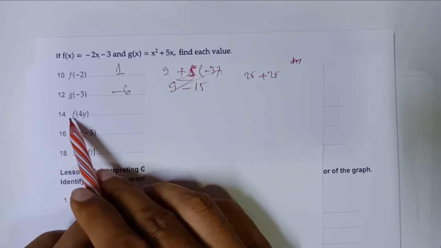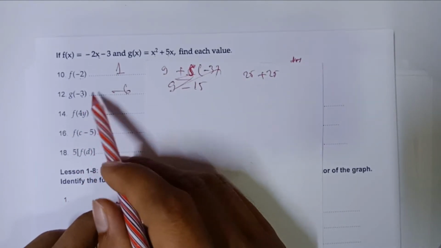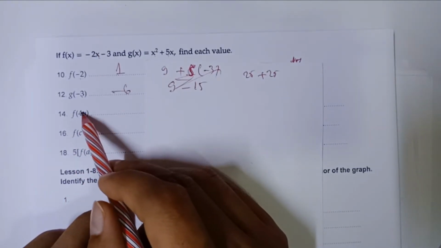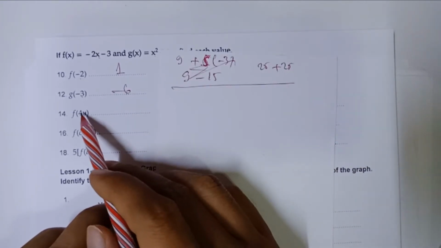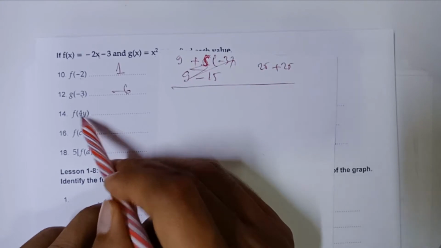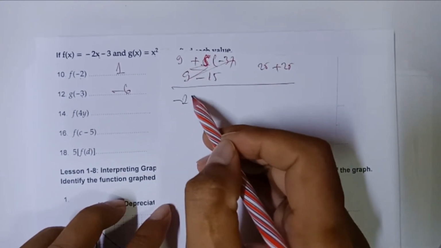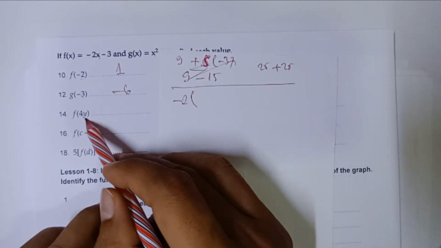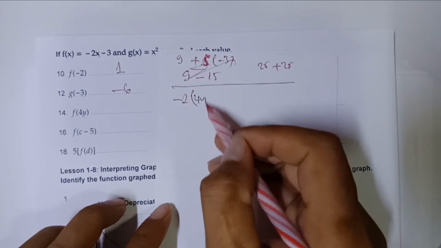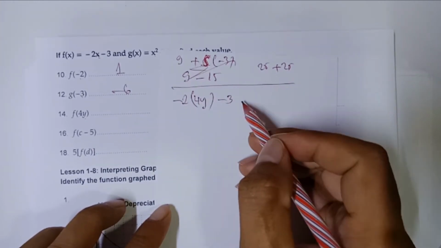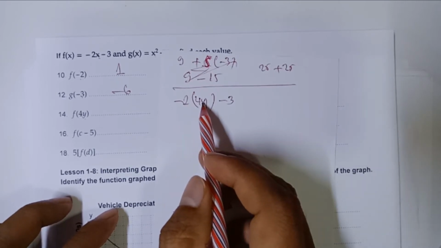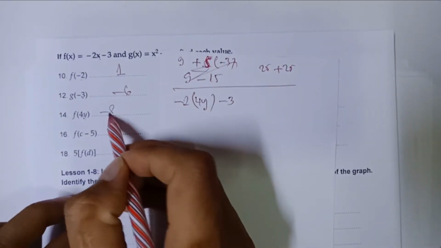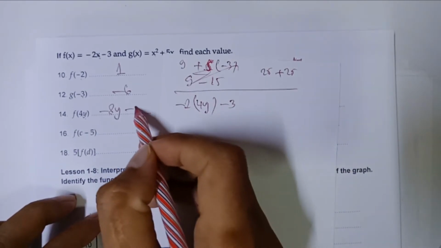Number 14. So right now the x value becomes 4y. So which means you need to just replace the x value with the 4y. So negative 2 times x, but your x in this case is 4y, and minus 3. And simplify it. Negative 2 times 4y, you have negative 8y and minus 3.